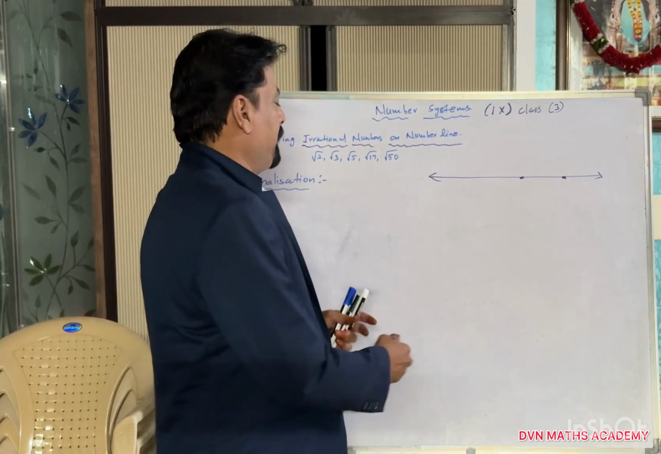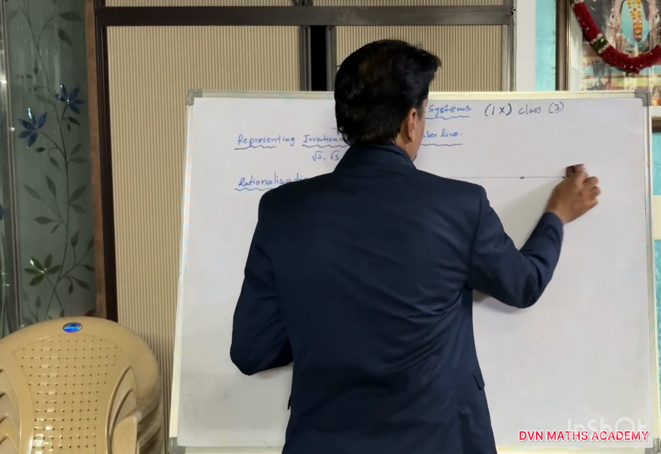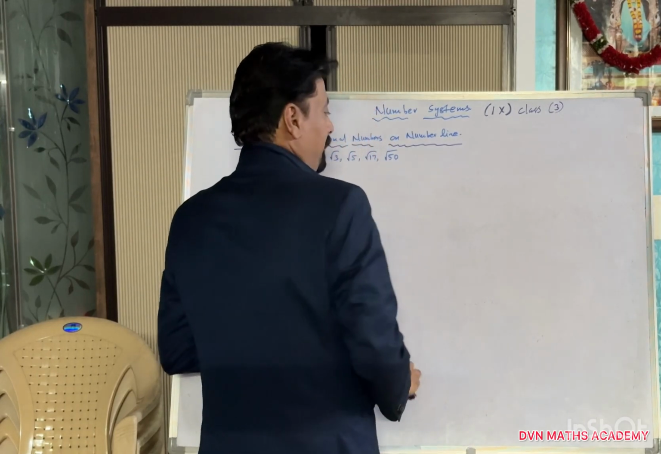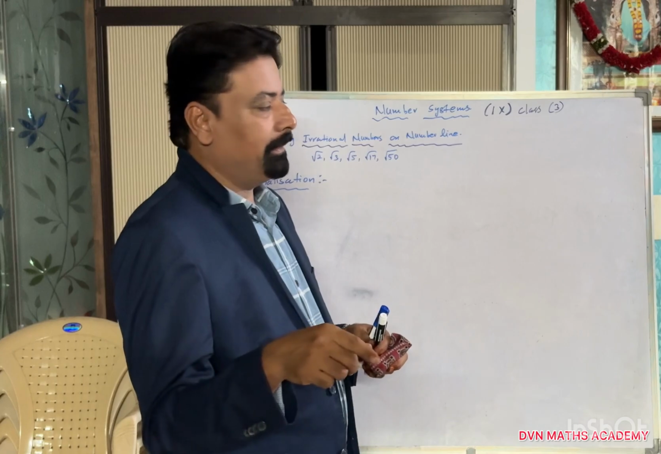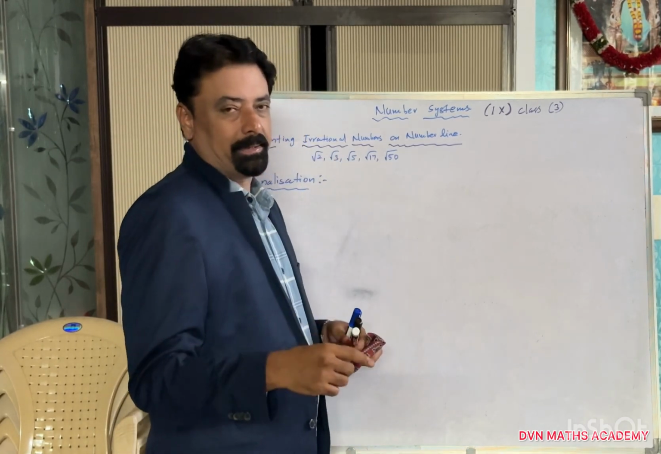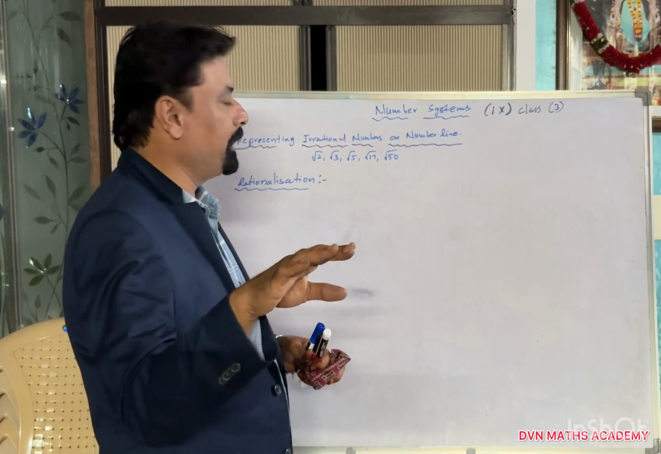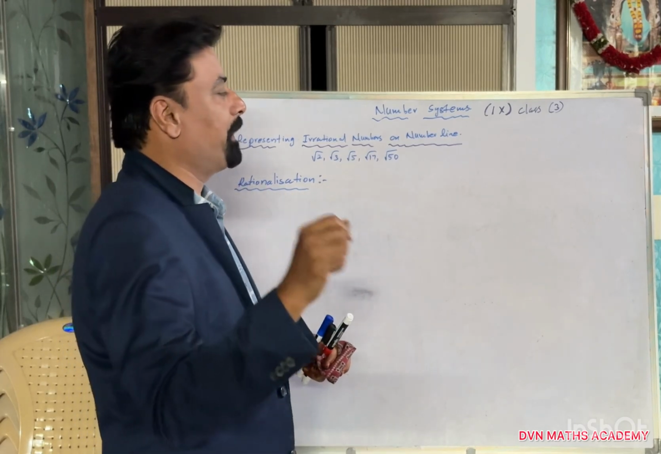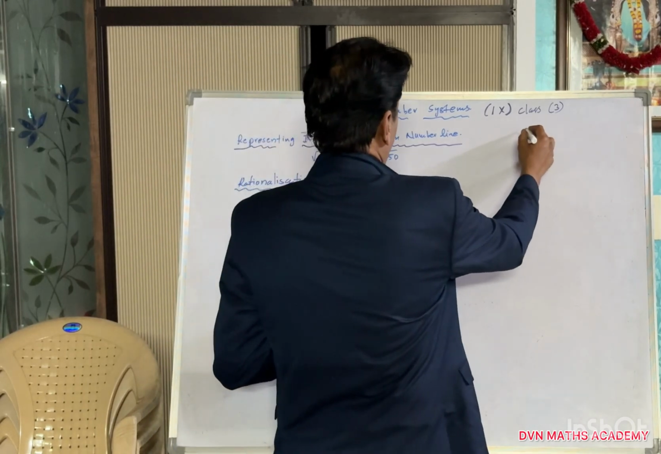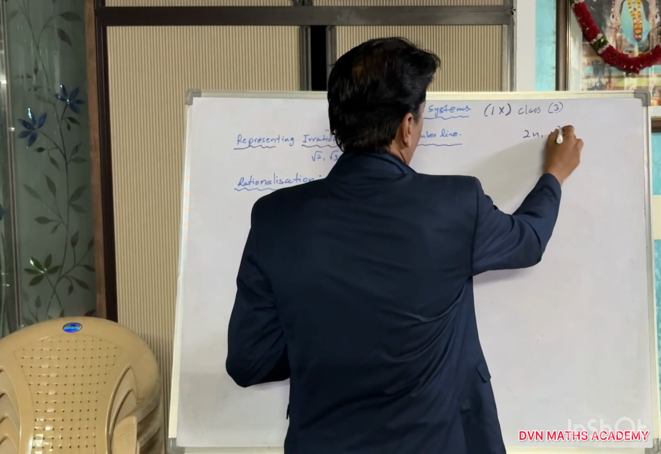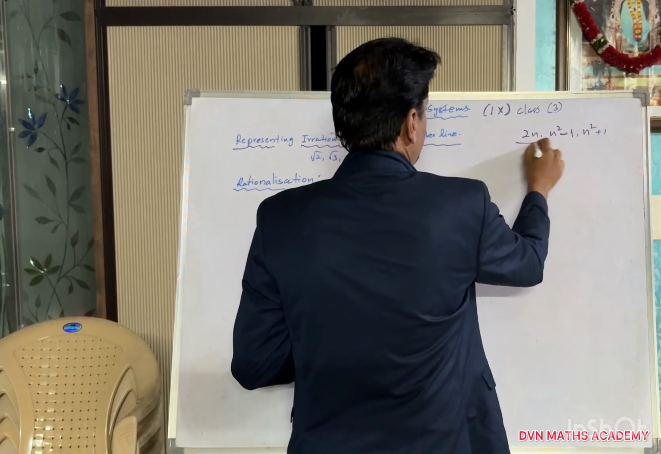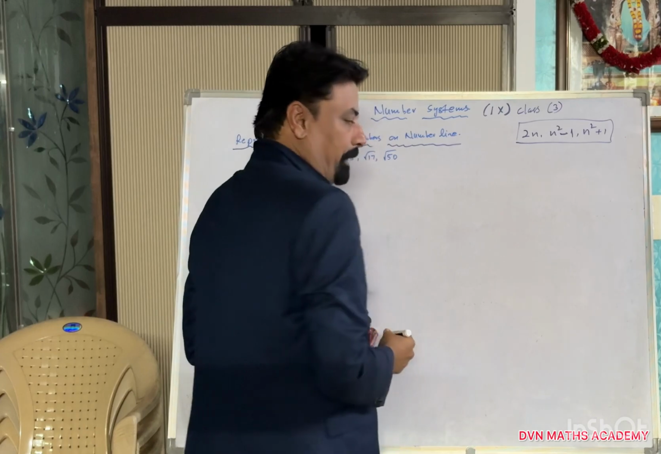Before representing these irrational numbers, students must know one theorem, called the Pythagorean theorem. We learned Pythagorean triplets in 8th class standard in number system. The general form of a Pythagorean triplet is 2n, n square minus 1, and n square plus 1. These three values are called the Pythagorean triplets.